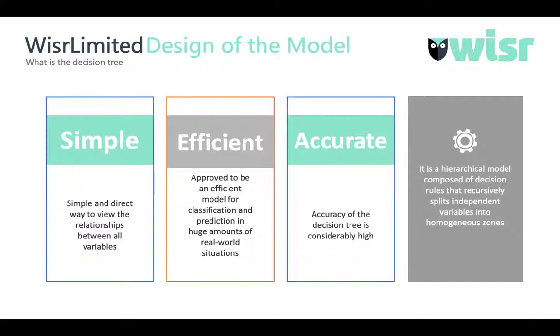The decision tree is a hierarchical model composed of decision rules that recursively splits independent variables into homogeneous zones. In our project, we chose the decision tree model because it is a simple and direct way to view the relationships between all variables. Second, it proved to be an efficient model for classification and prediction in huge amounts of real-world situations. Lastly, based on the confusion matrix and ROC curve, the accuracy of the decision tree is considerably high.